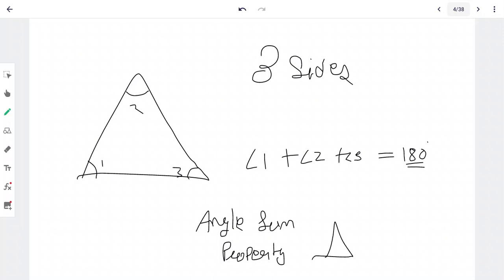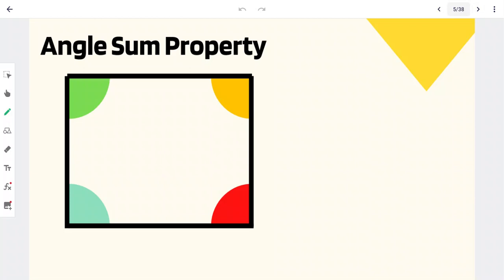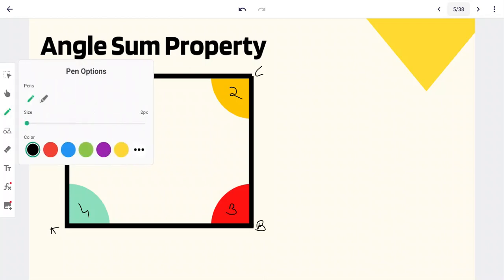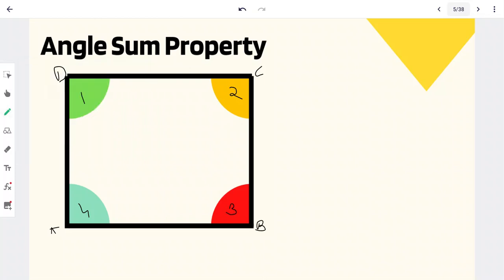Now we are starting with the four-sided figure, that is quadrilateral. So what will be the angle sum property of a quadrilateral? Now here you see four angles are there: angle 1, angle 2, angle 3, and angle 4. Let us name this quadrilateral A, B, C, D. Now, can I draw one diagonal? Let us draw one diagonal like this. Okay, I drew a diagonal.